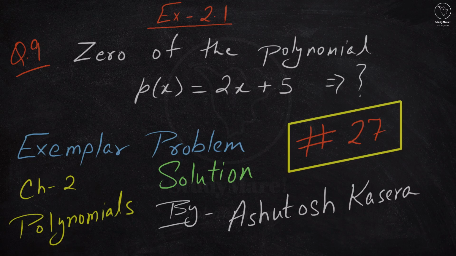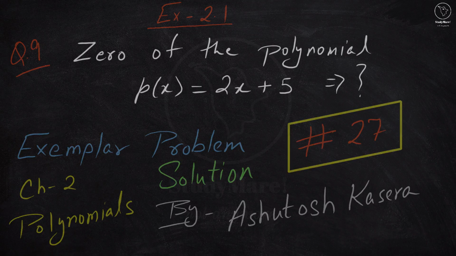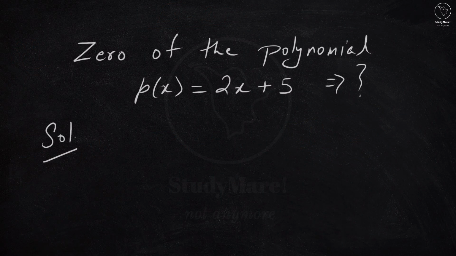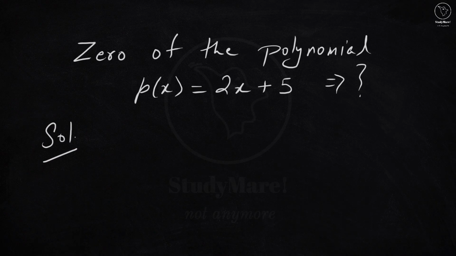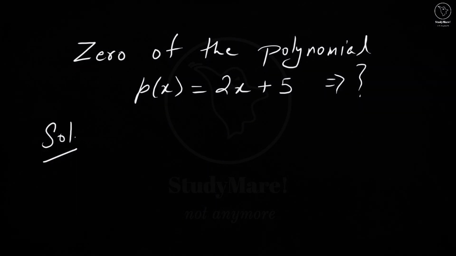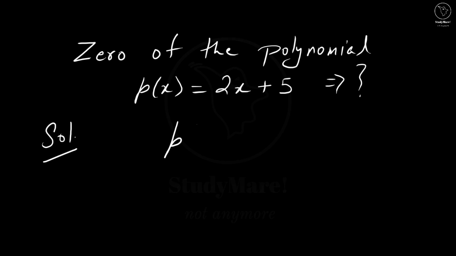What is the 0 of the polynomial p(x) = 2x + 5? Simple and straight question. Let's do this. But first, do you know what is the 0 of a polynomial? Any given polynomial, if there is a polynomial p(x), then what is the 0 of this polynomial?